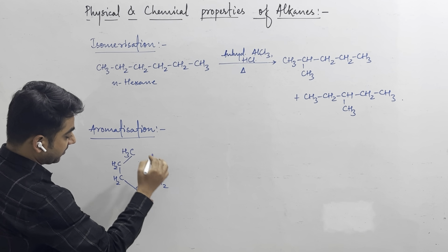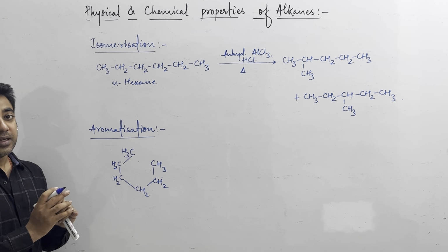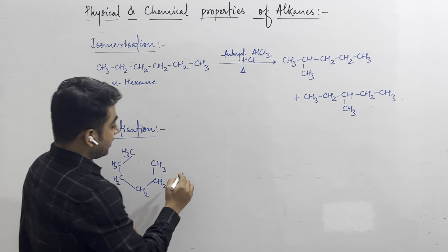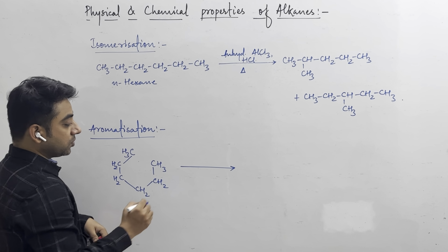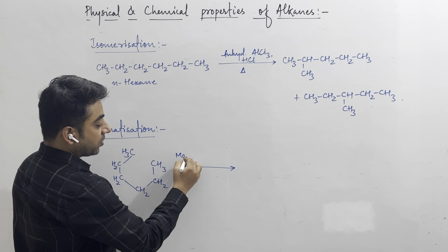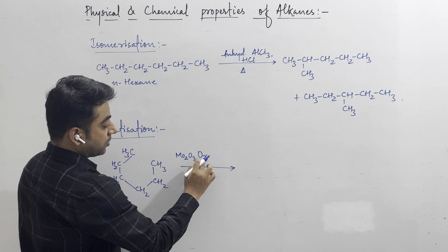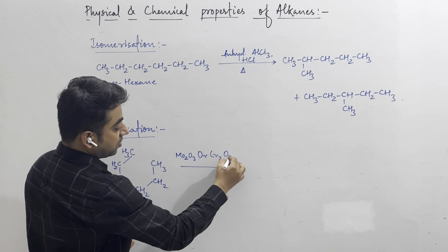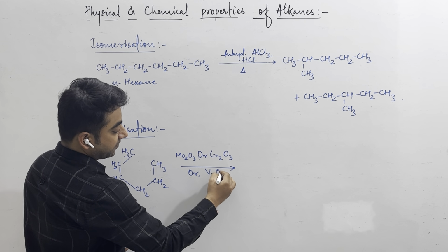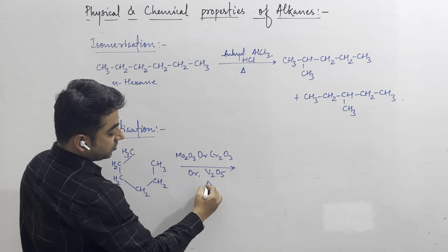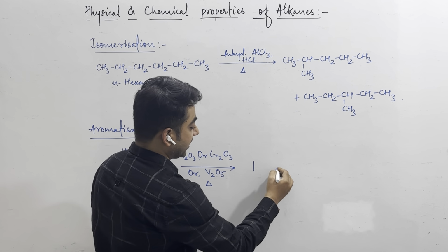This compound is normal hexane. And why I have written it like this, it has a reason that soon you will understand. I have written it like this, and now I am heating this over a catalyst like molybdenum oxide, or chromic oxide, or vanadium pentoxide. So when it is heated over any of these catalysts, this undergoes cyclization.